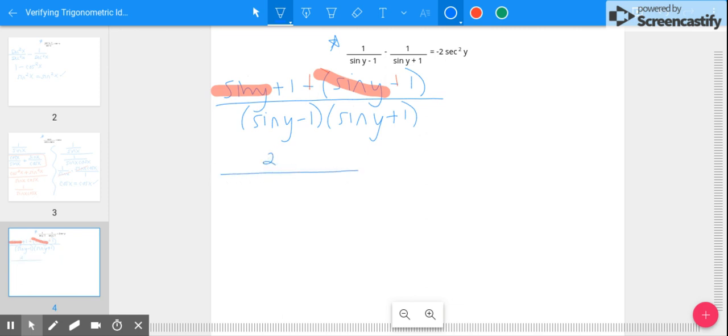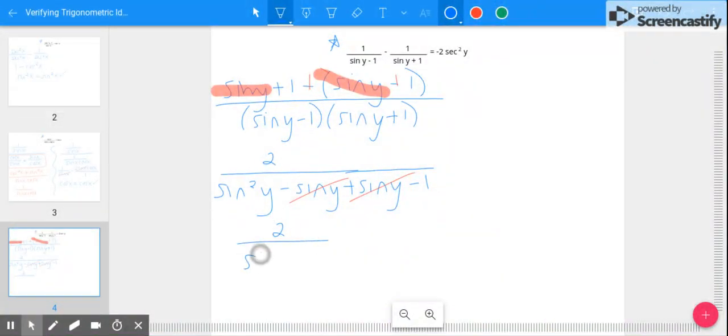Now in the denominator, it's important to remember that when you have two binomials being multiplied together, you have to use FOIL. In this case, the trick's going to work where those middle terms are going to cancel, but you can't just multiply any which way you want. So I'm going to write out all the terms, but we're going to see some cancellation. First we'll get sine squared of y, a negative sine y, a positive sine y, so there's that cancellation, and then we'll get a -1 at the end. So we'll cancel out those positive and negative sine y's, and we're left with 2 over sine squared y minus 1.